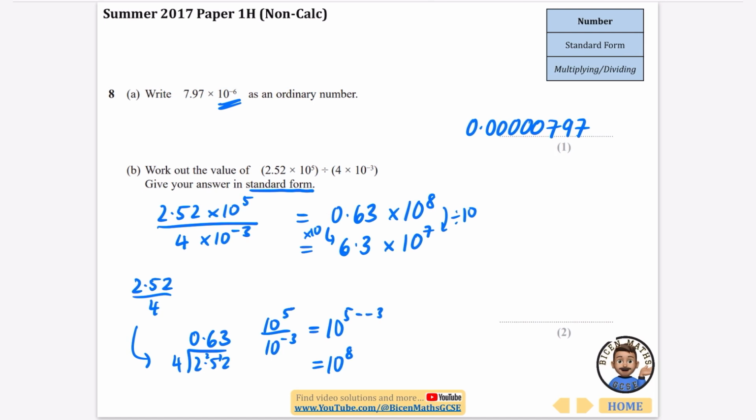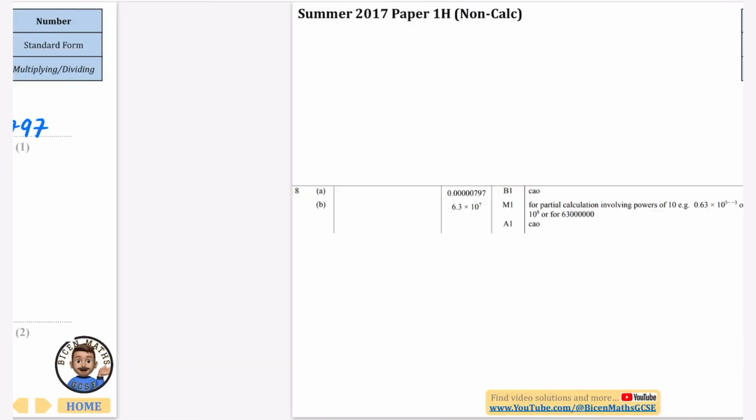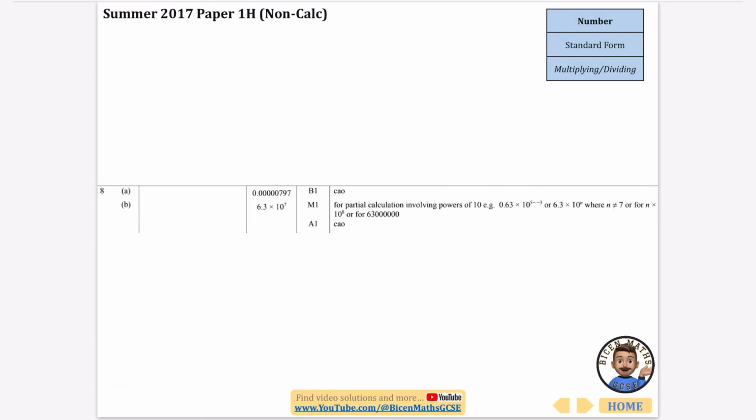Okay, so here is the answer. Let's double check we've got this one right. So we've got 6.3 times 10 to the 7 and the 0.0000 with the 6 zeros, 797.